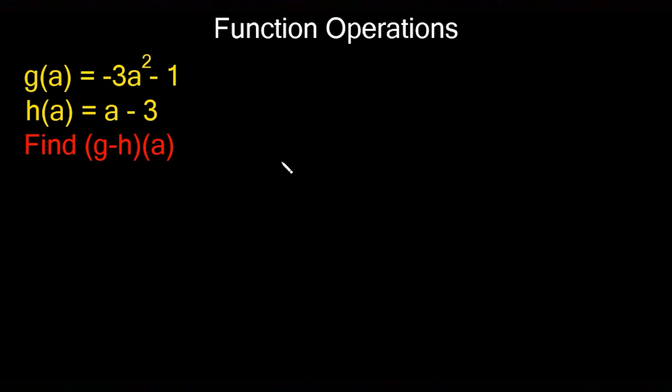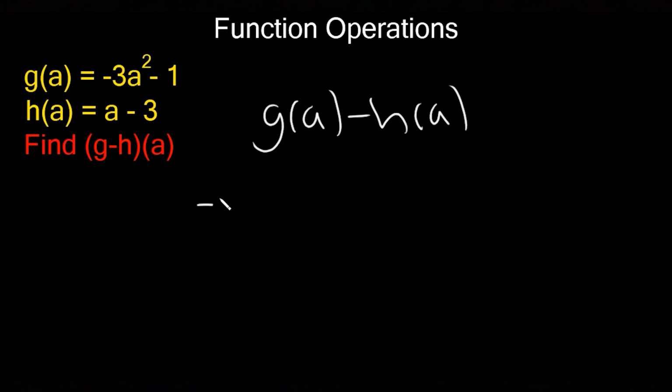So here's my next example. This one, they want me to do g minus h of a, okay? So what is g? Well, g of a is negative 3a squared minus 1. I'm going to go ahead and write that. And actually, before we do, why don't we go ahead and put it in the format that's more obvious? So they want us to do g of a minus h of a. Okay, so now that we have that written down, let's go ahead and do it. G of a is going to be negative 3a squared minus 1. And then I have minus.